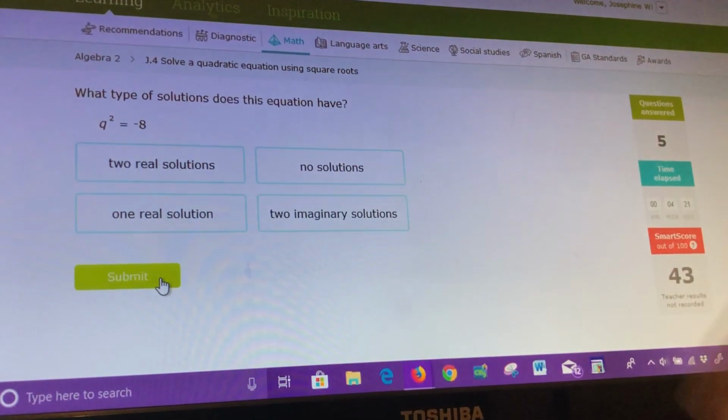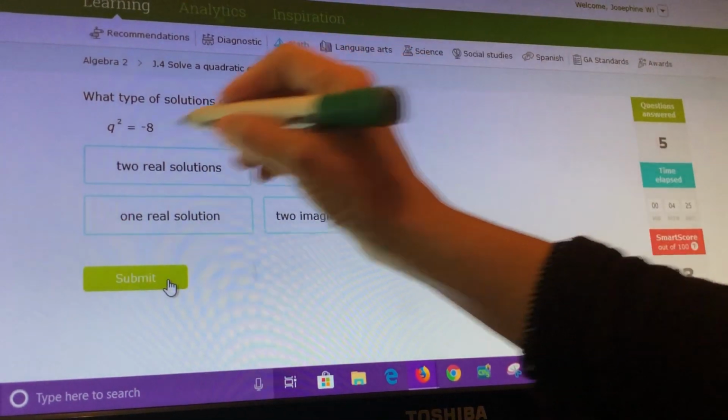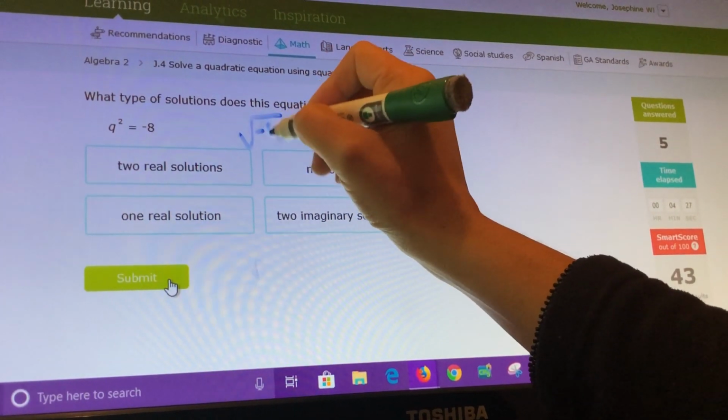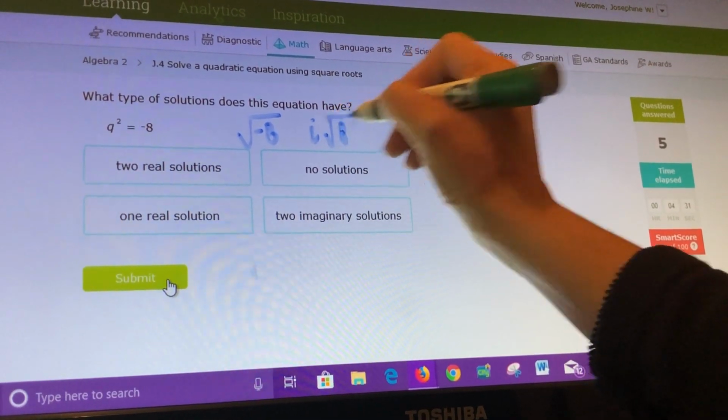Okay, what type of solutions does this have? All right, so remember, anytime you're taking the square root of a negative number, you put an i outside, and then you leave the positive.